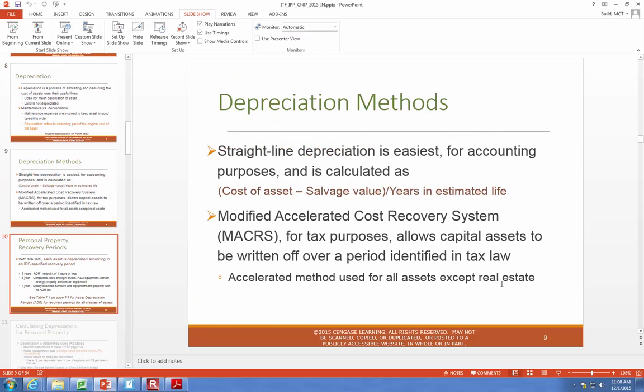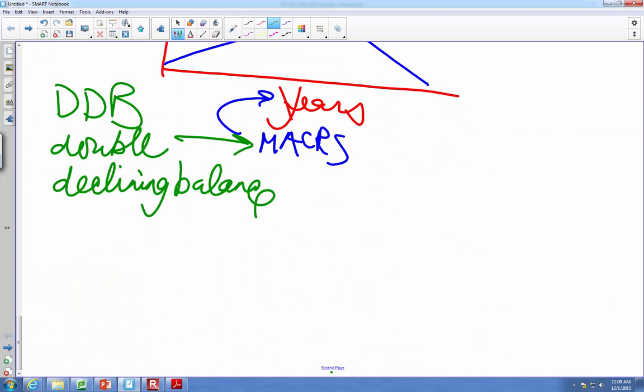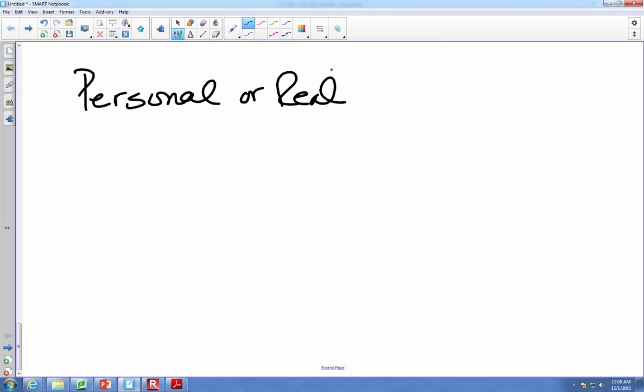Okay, the next thing that I just need to cover, because I don't feel like these slides make this 100% clear. The first differentiation you have to make is what I'm talking about: personal or real or intangible? Intangible is what again?